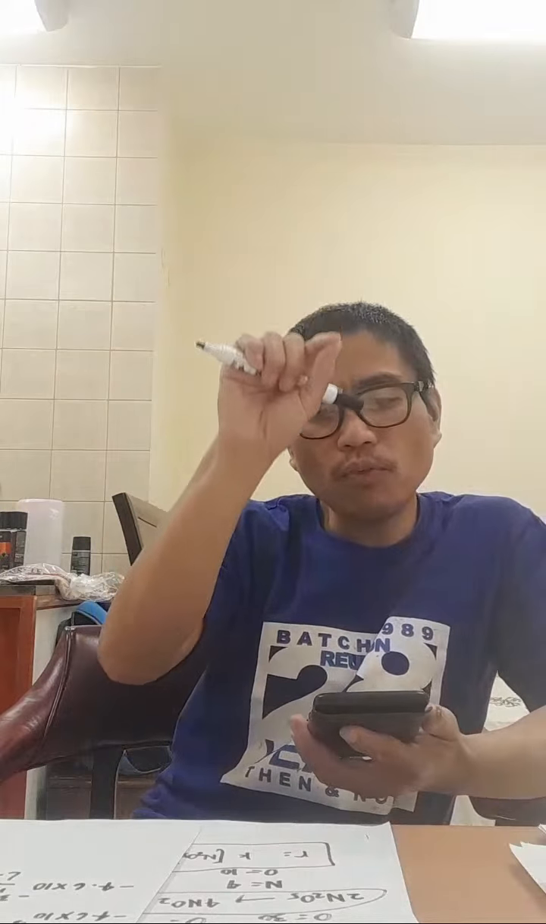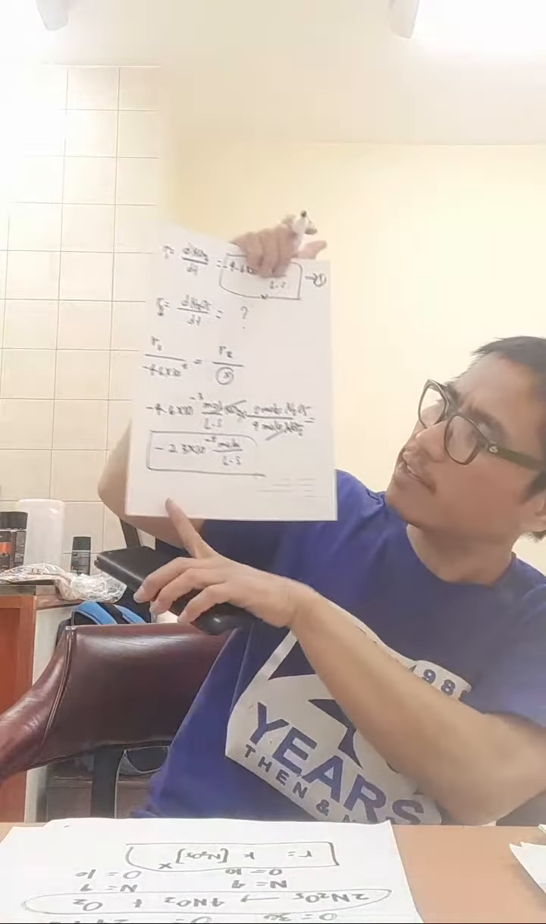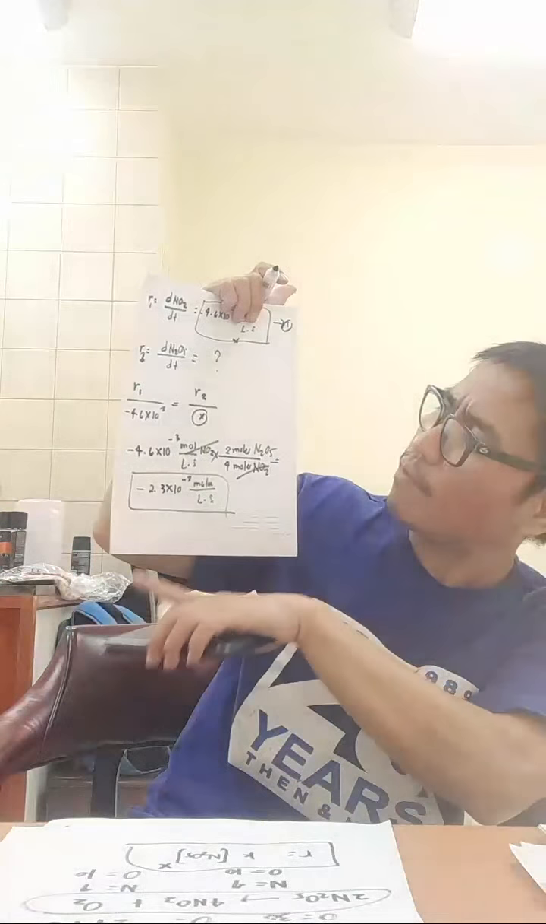Now our problem is the sign. Take note. Wait, we have to investigate first. So 2 divided by 4 is 0.5. So 0.5 times 0.0046, move the zeros to the right, 1, 2, 3, is equal to negative 2.3 times 10 to the negative 3 moles per liter second of dinitrogen pentoxide, which is our R2. So we have now the R2 here.